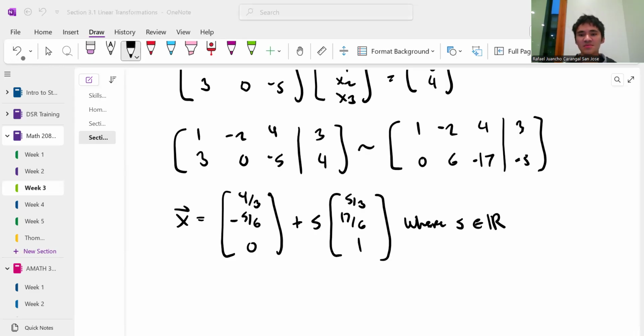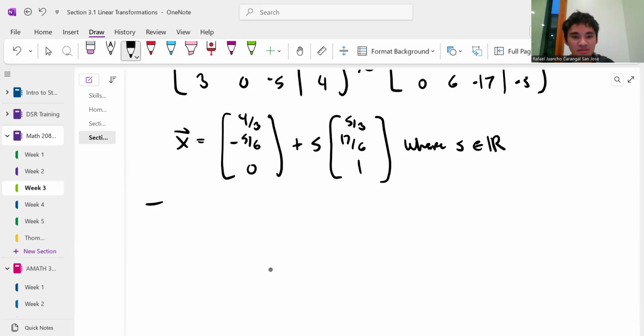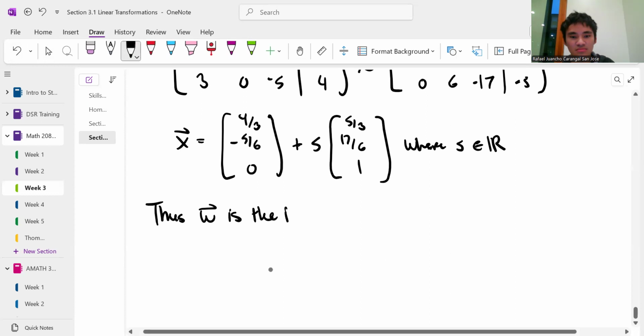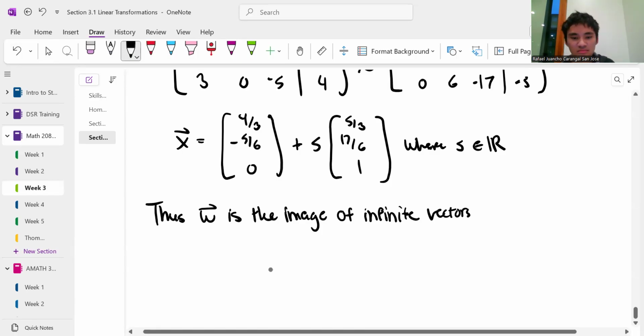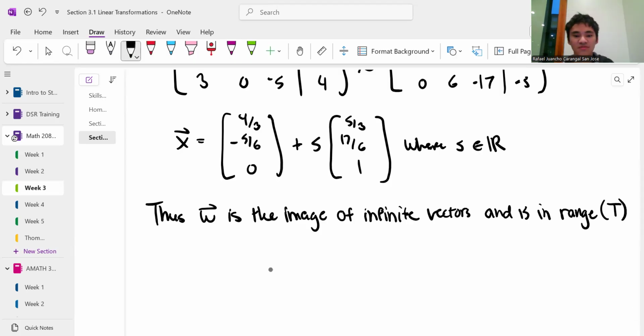Thus, W is the image of infinitely many different vectors. Thus, W is the image of infinite vectors, and is in the range of T. Okay.